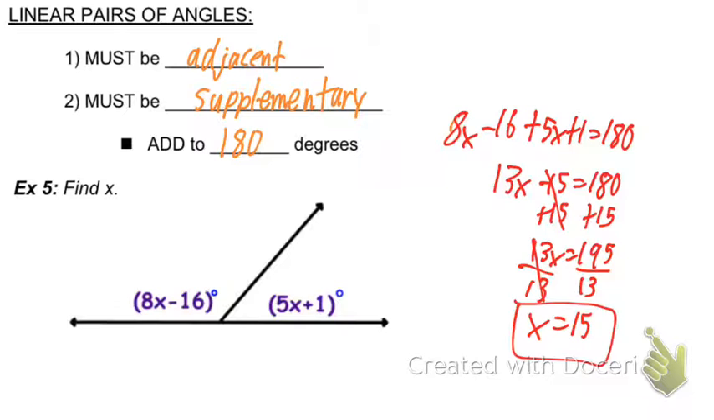We don't have to go any farther if we don't like. You could go farther and check your work and make sure they add to 180 after you plug them in. But we don't have to. We're just finding x to be 15.